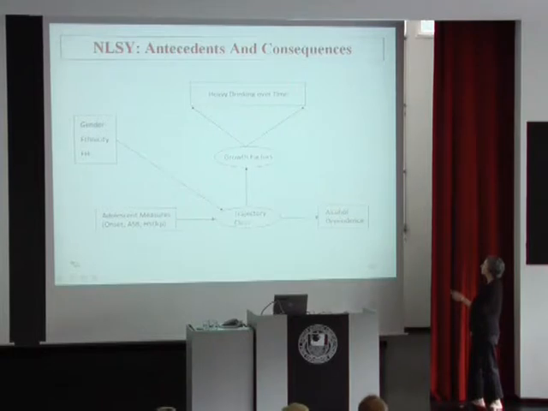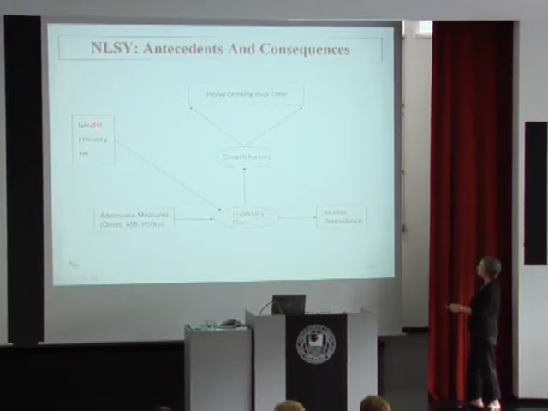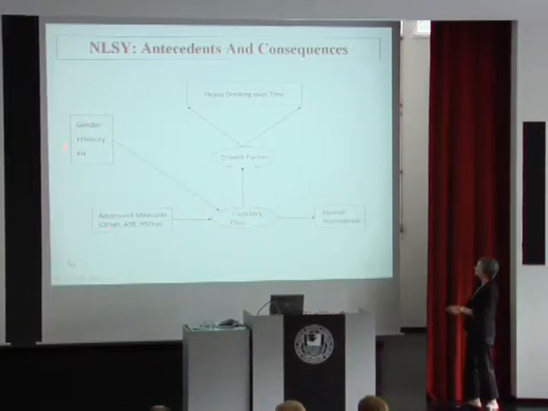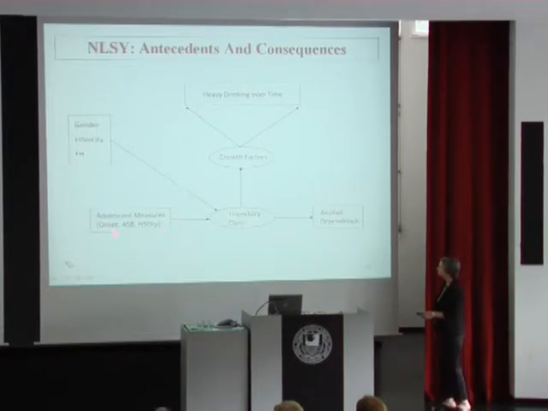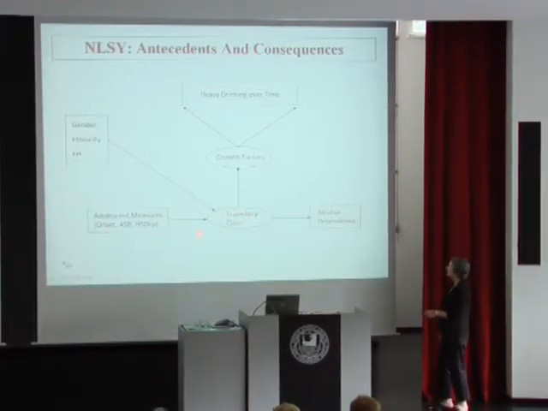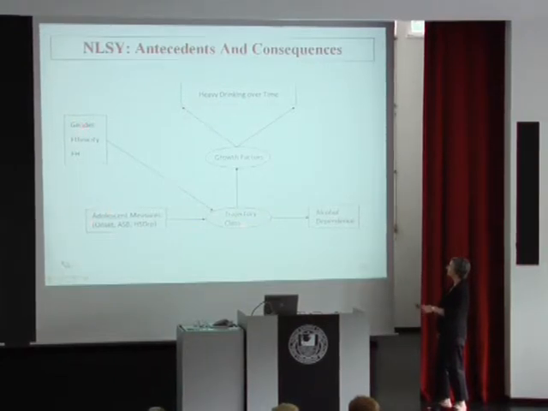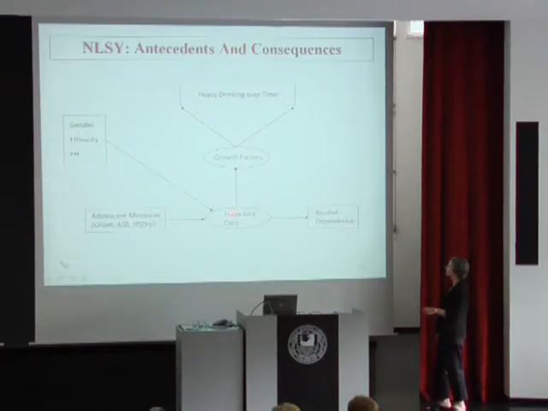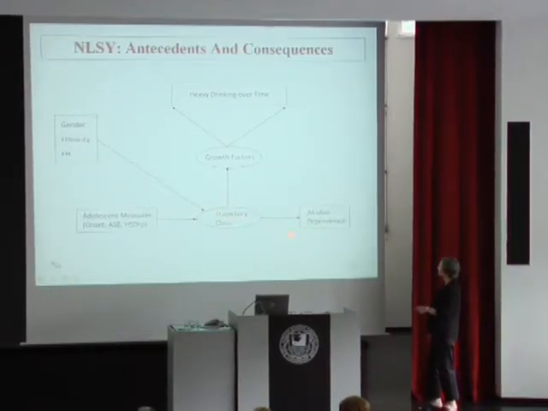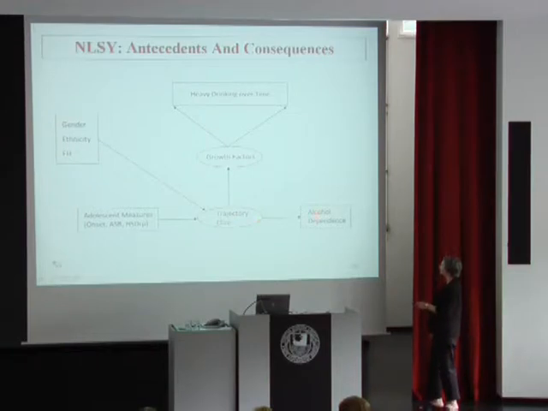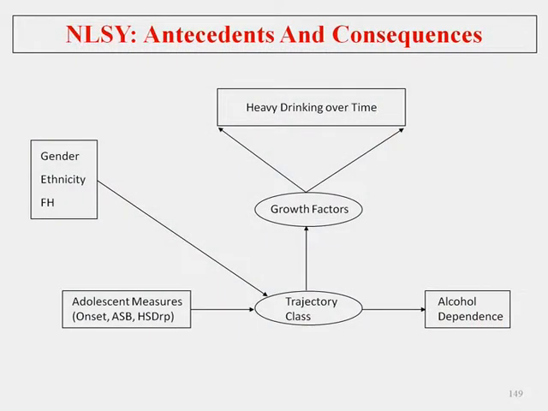So we have our growth model that we're familiar with, heavy drinking over time, and we have growth factors. These are continuous. This part of the model, where we have trajectory classes regressed on gender, ethnicity, and family history, and then also some other adolescent measures, we find results from this part of the analysis in the multinomial logistic regression of trajectory class on a set of covariates. The distal outcome information, so trajectory classes causing alcohol dependence, we find in the variation of the means across the trajectory classes.